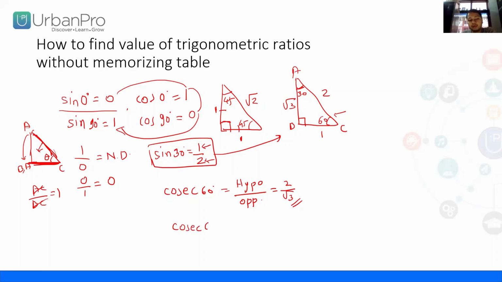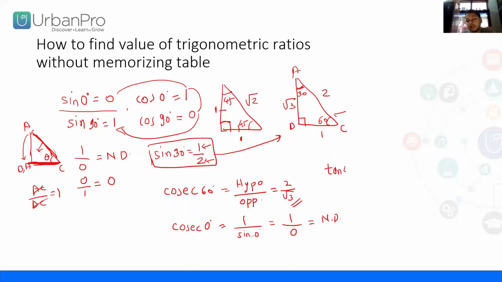Suppose I want to find cosec 0°. Now what is cosec? It is 1 by sine. So sine 0°. Now what is sine 0? It is 0. So 1 by 0 is not defined. So cosec 0 is not defined.